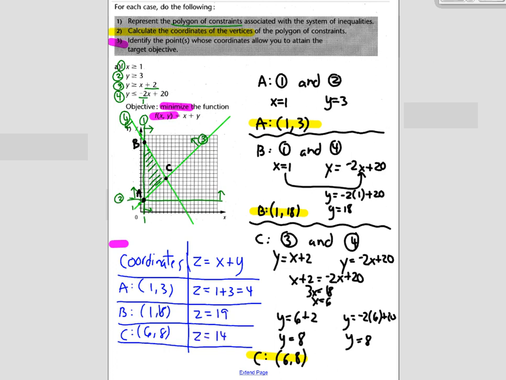So if they're asking you here to find the minimum, then which point would be your answer here? It would be point C. So if you have to write down your answer, you would write point C is the one. Not point C, point A, because you're looking for the minimum. Okay, so the minimum is this, but which point is it? Point A, 1, 3.